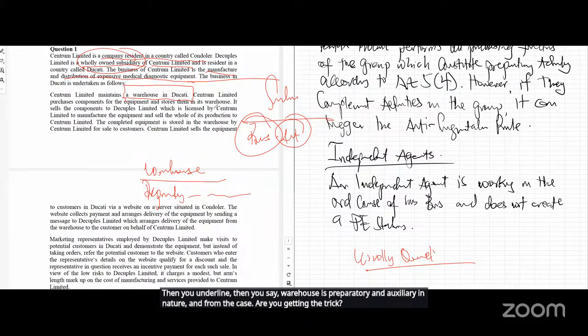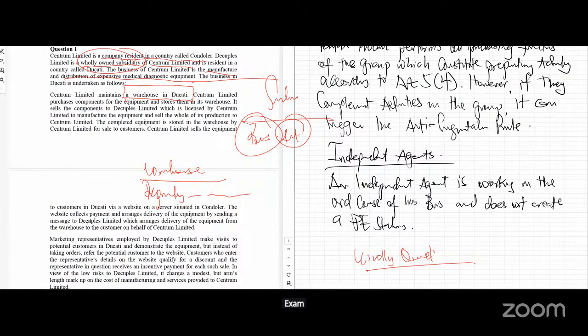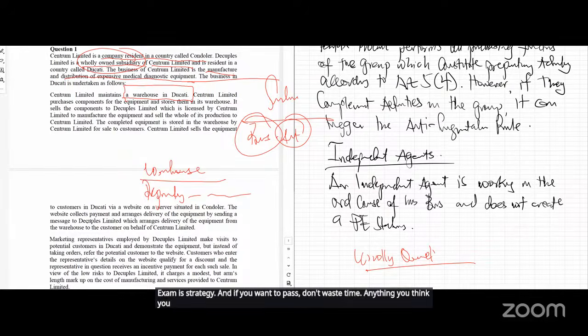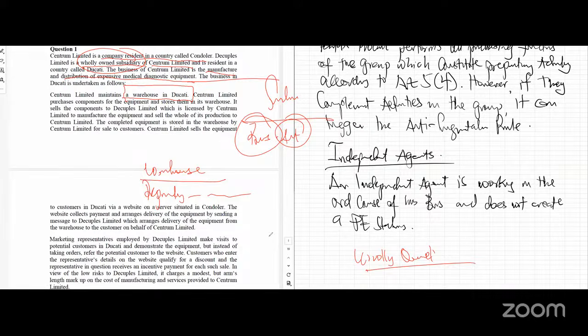You can even pick a whole paragraph and use it as your point and explain. Exam is strategy. And if you want to pass, don't waste time. Anything you think you know, relate your knowledge to what they have said in the case. And that's the small point. Rather than leaving it blank, you would have gotten more than half of the marks. That's the secret. Are you getting it? Are you sure you get me?